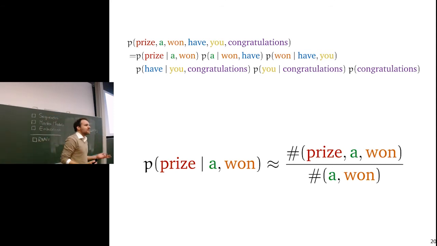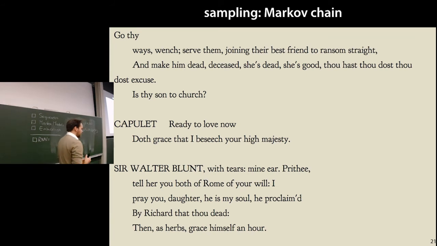What you get out of that is something that is surprisingly resembling natural language. This is from a website called schmipsum.com. The URL is in the PDF slides. This is based on Shakespeare, so you train on a corpus of Shakespeare to estimate these probabilities, and then you sample n words at a time. I don't know what order Markov model they use here. On a word level you get something that looks like, "doth grace that I beseech your high majesty with tears mine ear, prithee tell her you both of Rome of your will." So it's sort of almost grammatical, not quite.